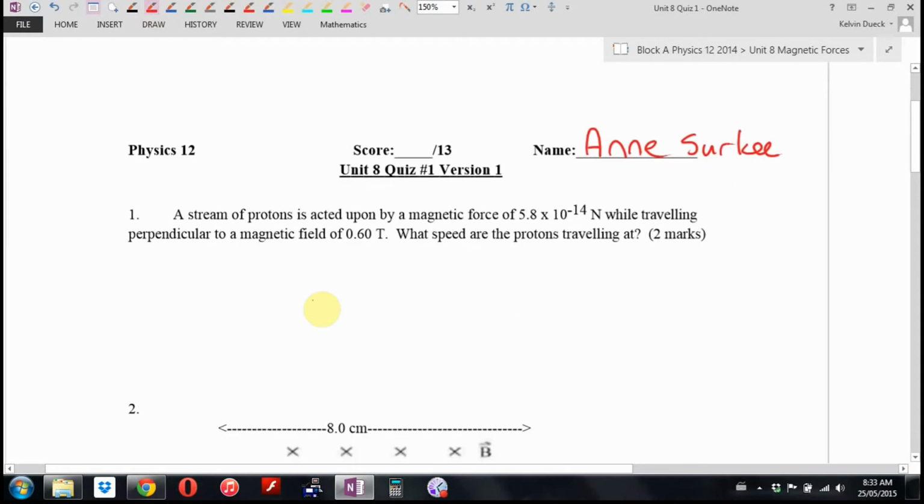Take-home quiz, here we go. A stream of protons is acted upon by a magnetic force while traveling perpendicularly. There is going to be a force because it is perpendicular to a magnetic field. What speed are the protons traveling at?